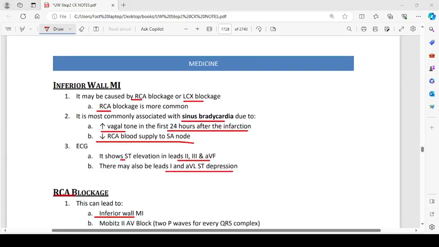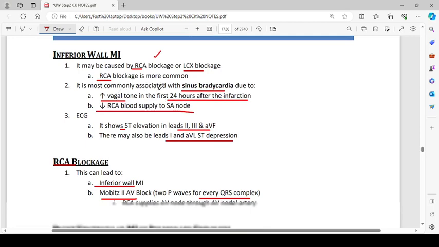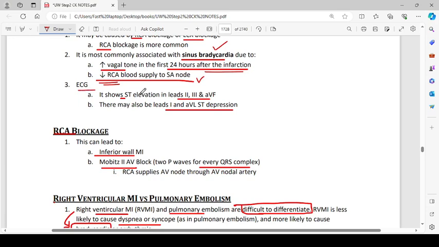Inferior wall MI may be caused by right coronary artery blockage or left circumflex blockage. The right coronary artery blockage is more common. It is most commonly associated with sinus bradycardia due to increased vagal tone in the first 24 hours after the infarction and decreased right coronary artery blood supply to the SA node. On ECG, it shows ST elevation in leads 2, 3 and AVF, and there may also be ST depression in leads 1 and AVL, that will be reciprocal depression.